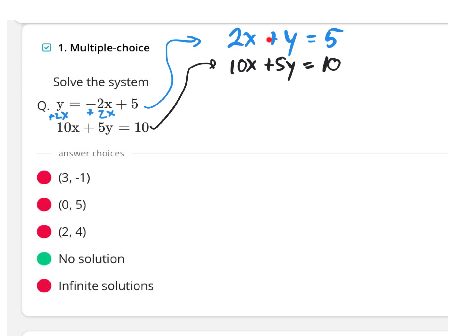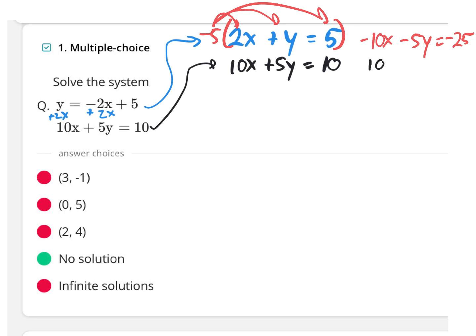In order for this y to cancel with these 5y's, this would have to be the exact opposite of positive 5. So I need to change this 1y to a negative 5y so it'll cancel with the positive 5y. How am I going to change the 1 to become a negative 5? Well, I'm going to have to multiply the whole top equation by negative 5. So when I distribute, negative 5 times 2x is negative 10x. Negative 5 times 1y is negative 5y. And negative 5 times 5 is negative 25. Now the bottom equation, we're going to leave it the same: 10x plus 5y equals 10.